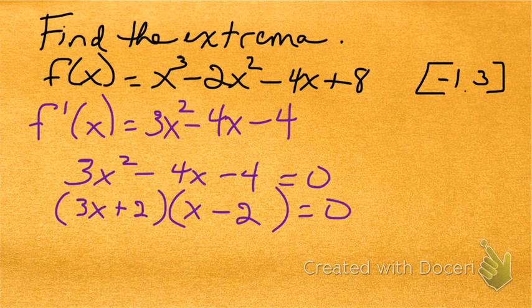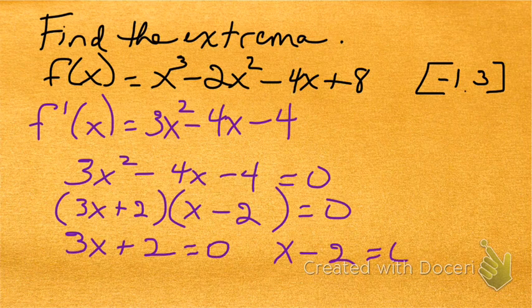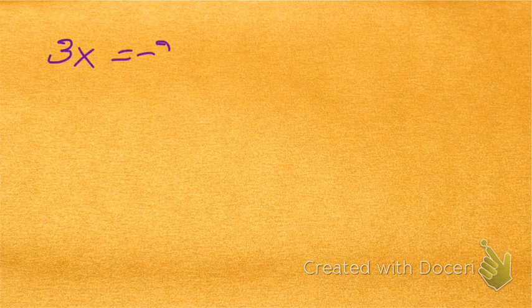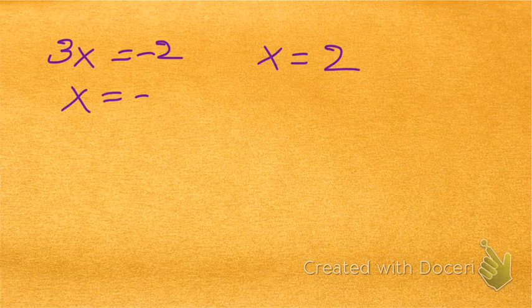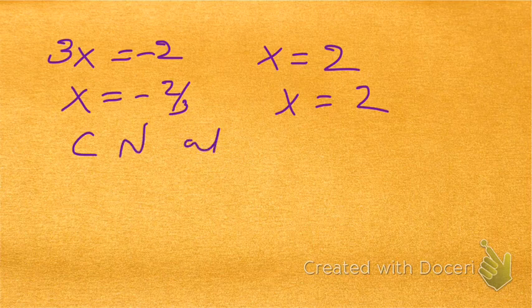We can check to be sure that this is the correct factorization using FOIL. When we set these factors equal to 0, we solve, isolating x. We move 2 to one side: we subtract 2, add 2, divide by 3. So if you watched the first video on this unit about finding critical numbers, this is deja vu. We have critical numbers at x equals negative 2/3 and at x equals 2.